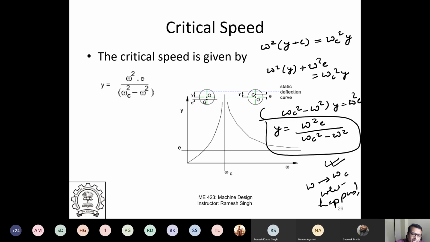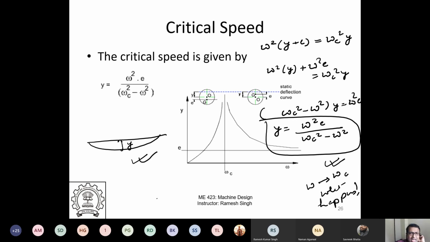So y is nothing but the deflection. Failure may not be the right word, but physically I'm asking what will happen. So this is my y, the deflection of the beam. Resonance is a very good answer. So what happens is this y will become very, very high.